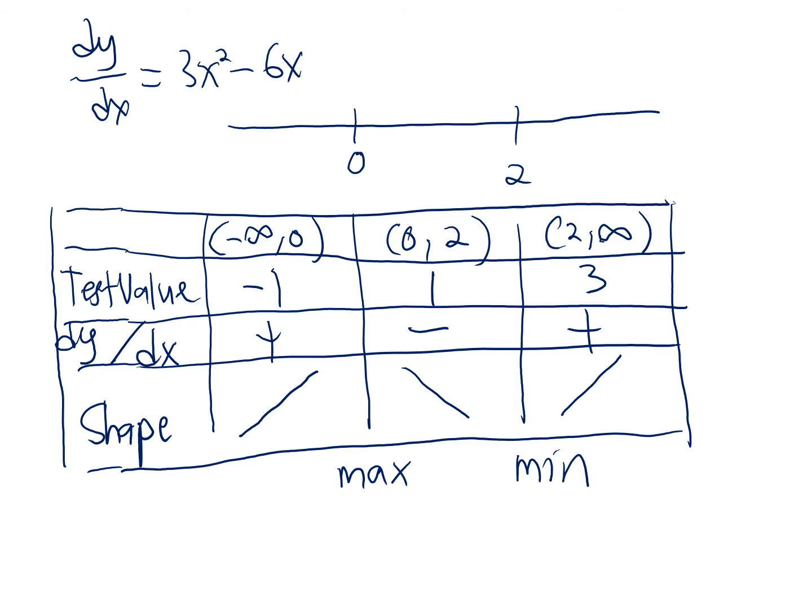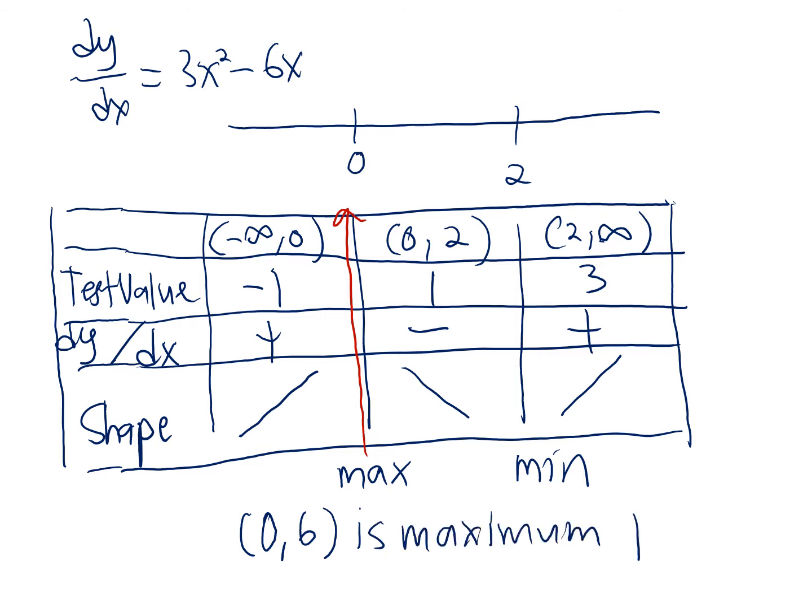So take the value up here. 0, together with the point (0, 6), is the maximum point. While the minimum refers to the value here, which is 2, together with the point (2, 2), which is the minimum point.